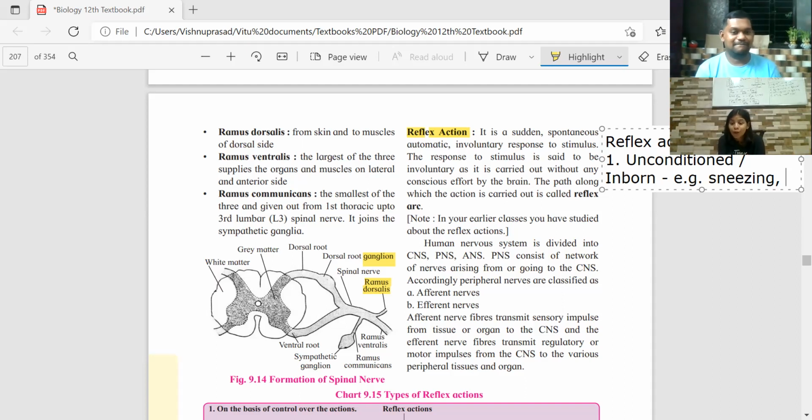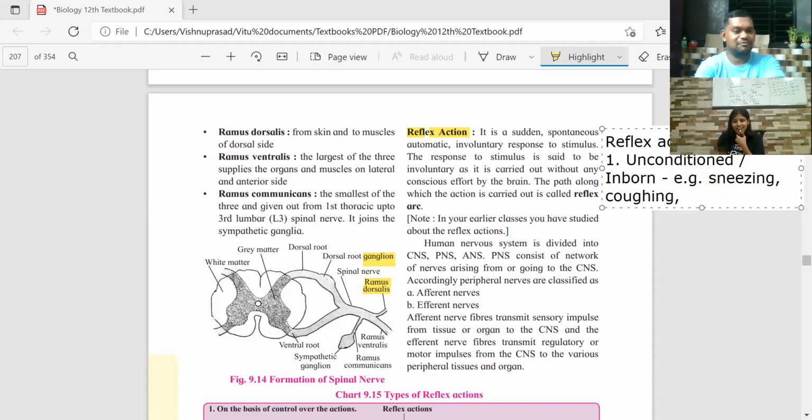Give another example of an inborn reflex. Like sneezing. Another example, can you give? Coughing, yes. When you get that irritation in the throat, you automatically cough. Swallowing. When food is in the mouth, automatically you swallow it.